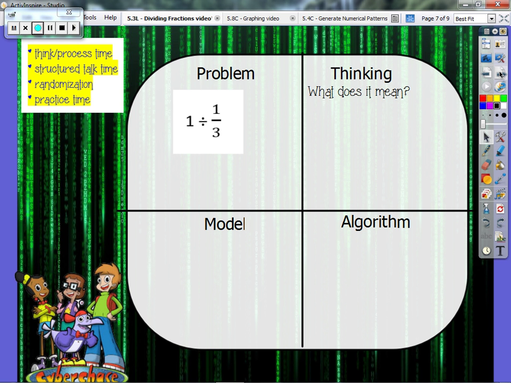So I would start out with the thinking, and I would begin by asking the students, okay, well, what does this mean? I would pick a popsicle stick and give the student the opportunity to tell me what this means to them. And of course, I would want the students to tell me it's how many 1/3 in one whole.